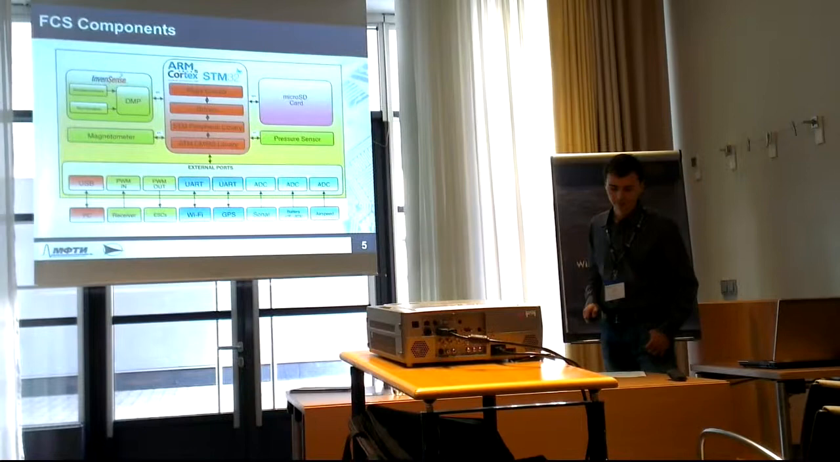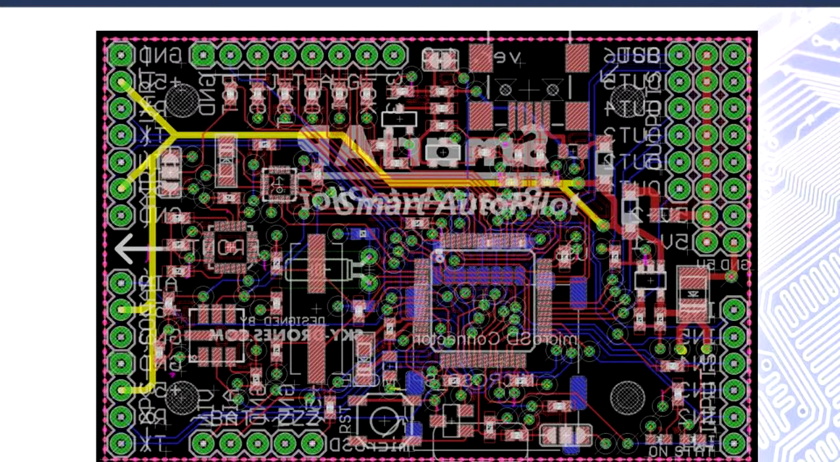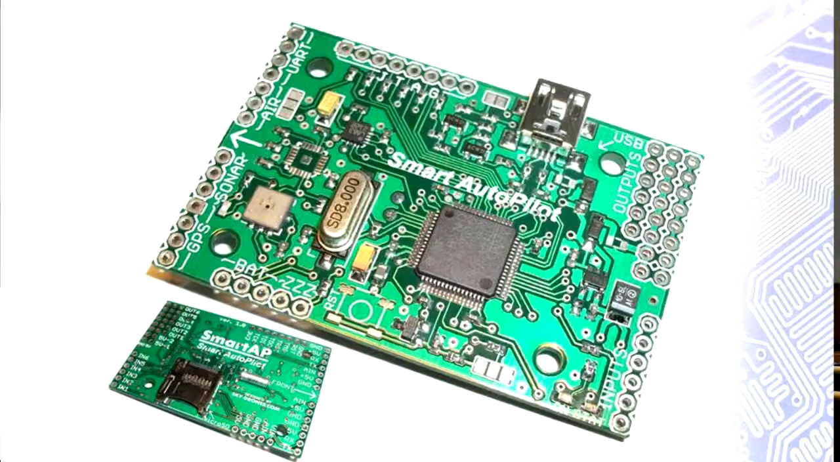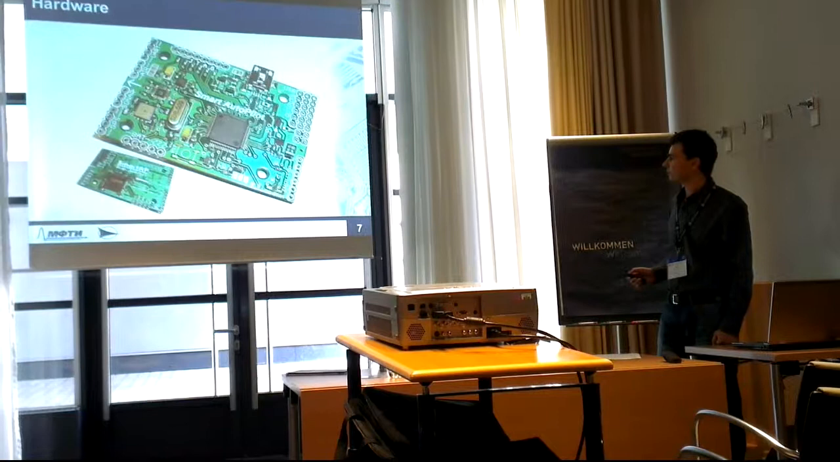To meet the requirements of a small board, we use routing on four layers. You can see the routing here. And this is how it looks in the final board with assembled components. The size is 60 by 40 millimeters, it's very compact, and the weight is only 14 grams.